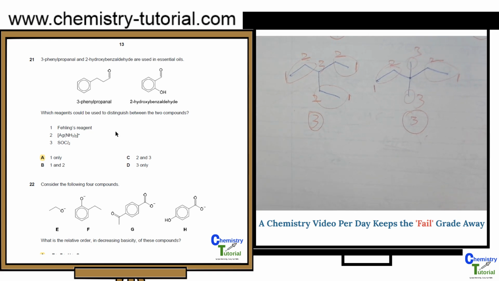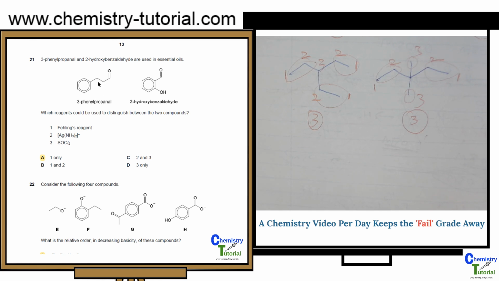Which reagents could be used to distinguish between the two compounds. Now, Fehling's reagent is used to test for aliphatic aldehyde. So over here we do have an aliphatic aldehyde. Over here we have an aromatic aldehyde. So we can actually use it to distinguish. So Fehling's reagent will give you a positive test with aliphatic aldehyde, which is this case. So this 3-phenylpropanal will give you a brick red precipitate.